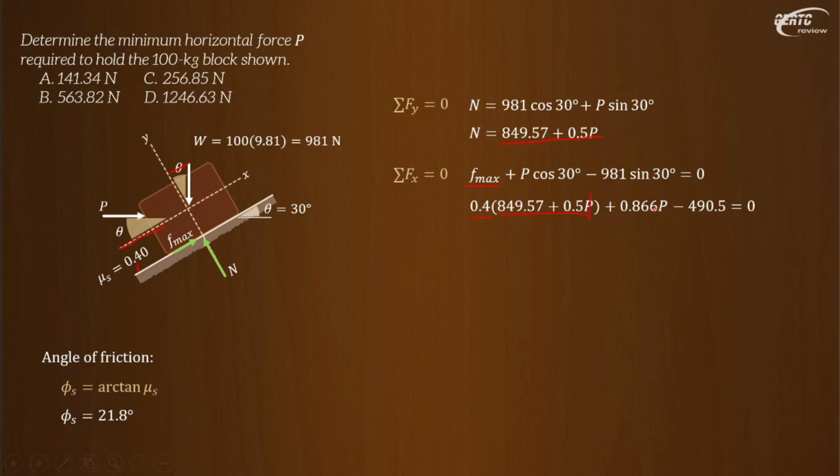So here we can solve the value of P. That is 141.34 newtons. If we draw the total reaction, it will be like this. This is our angle of friction here, and this is our total reaction. So we have an alternate solution to this.